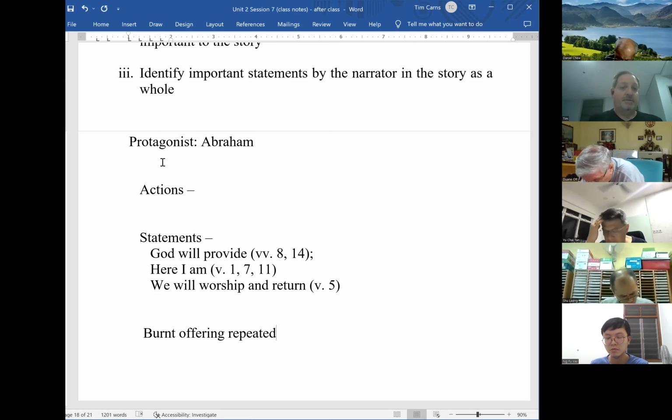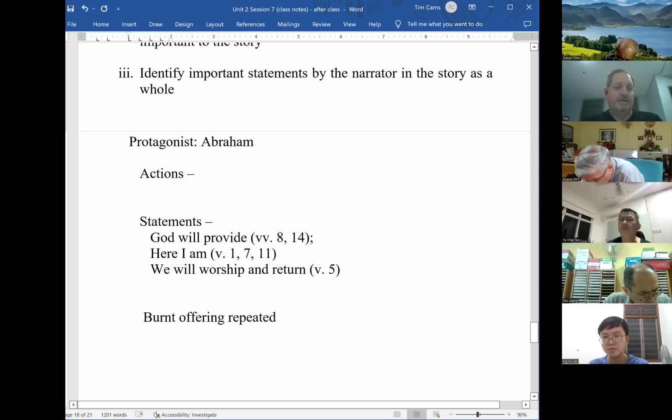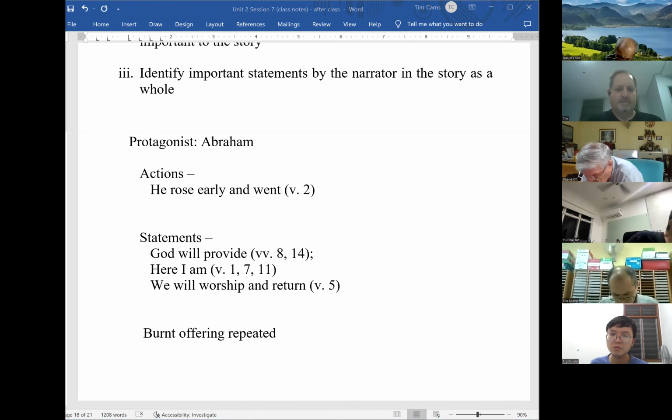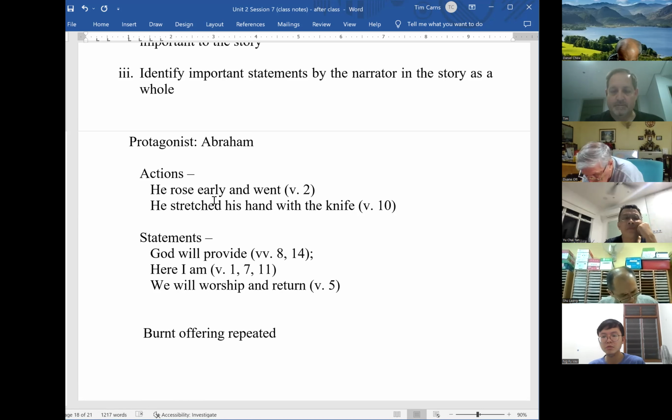As we focus attention specifically on Abraham, what else would stick out? To me, something in verse 2, right? He rose early and went, right? Yep. Significant action. And the other one that stuck out to me was in verse 10, right? He stretched out his hand, ready to kill his son. Just demonstrating his faith and willingness to do it without complaint or opposition. Anything else?